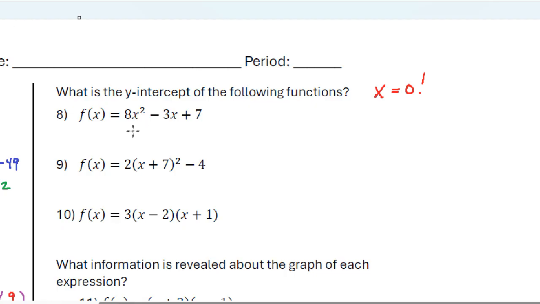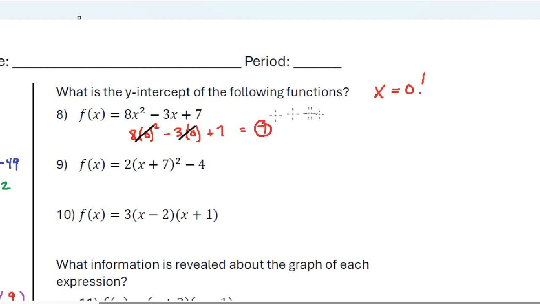Let's write our equation. 8 times 0 squared minus 3 times 0 plus 7. If you look at this, you notice that these two terms right here, the first term, the a term, times 0 means that the whole thing changes to 0. And the same thing here, 3 times 0 is 0. So that means your y-intercept is actually at 7.